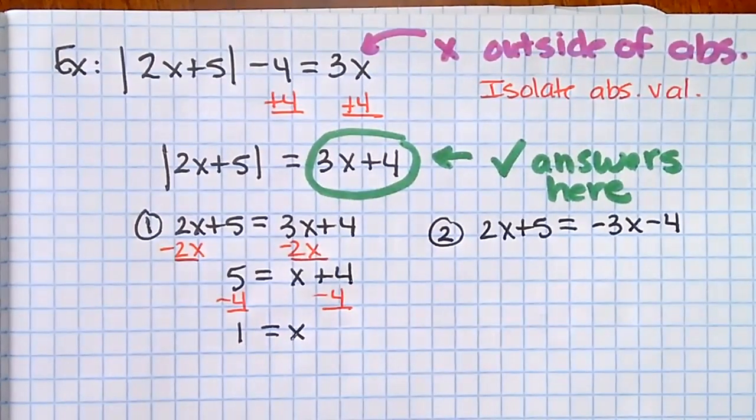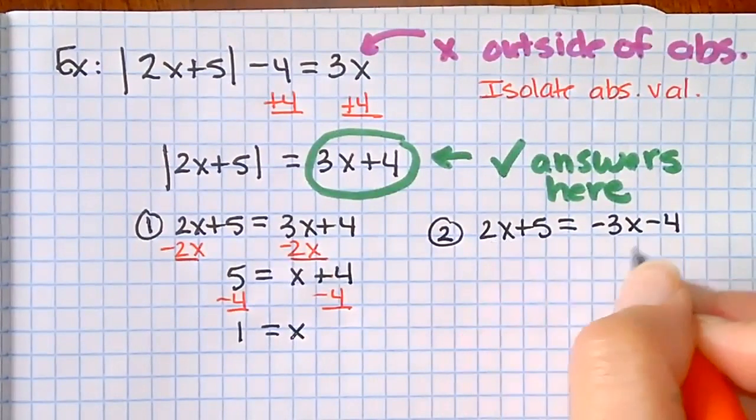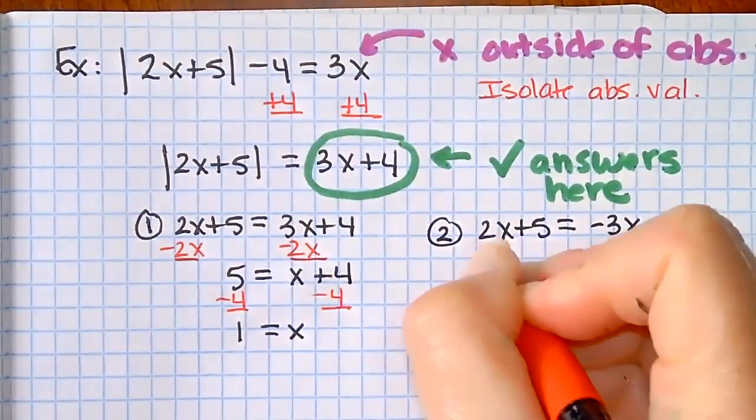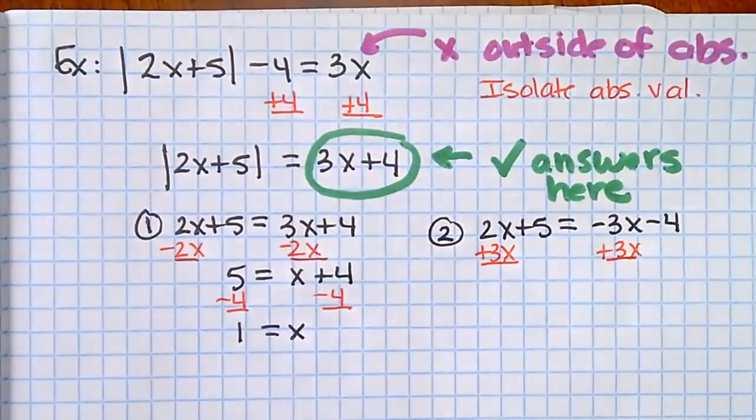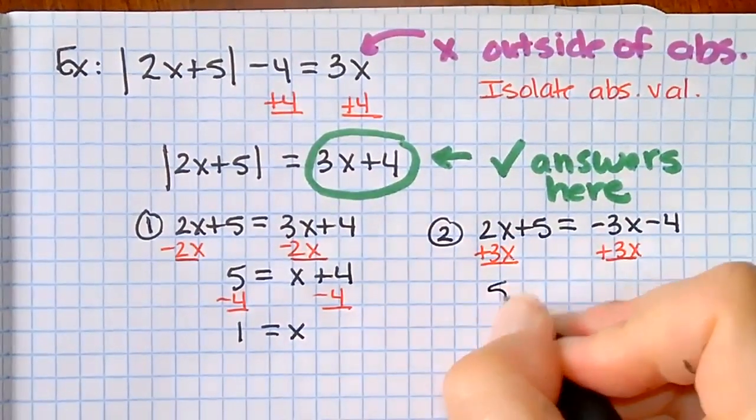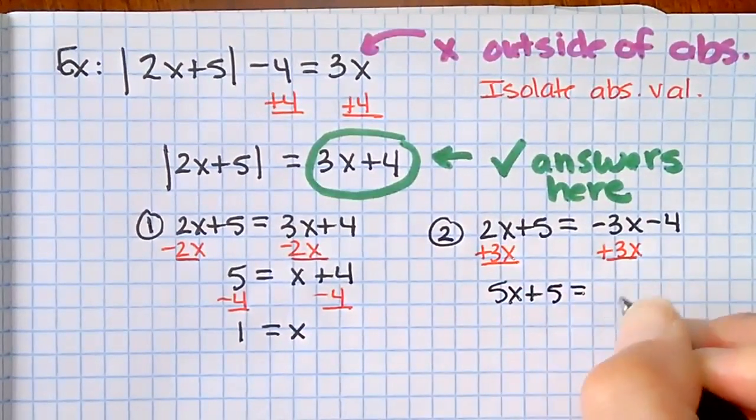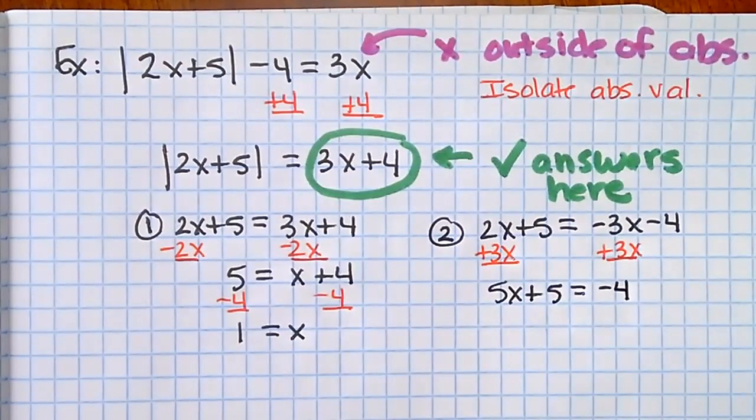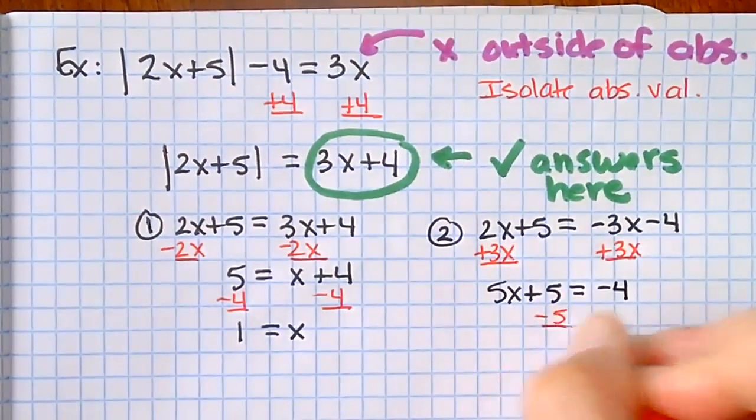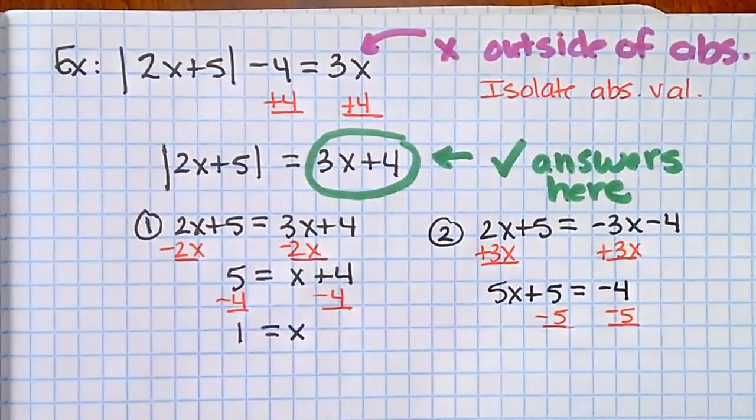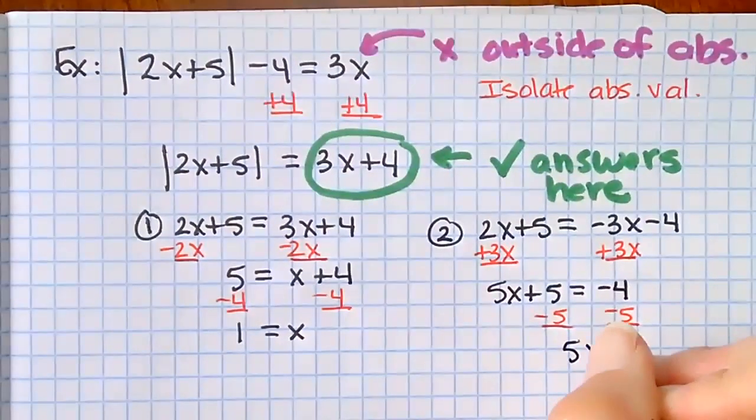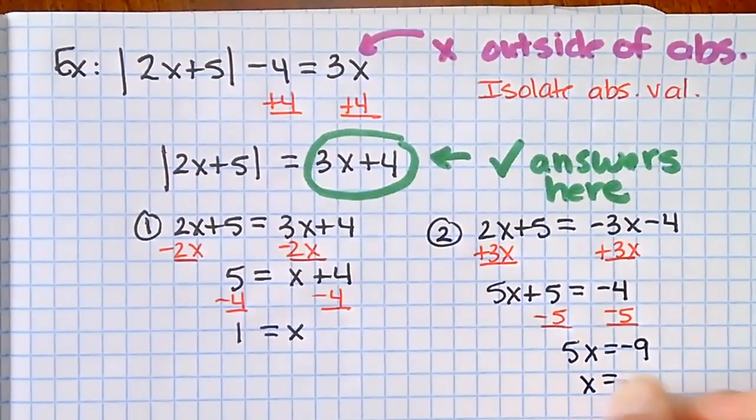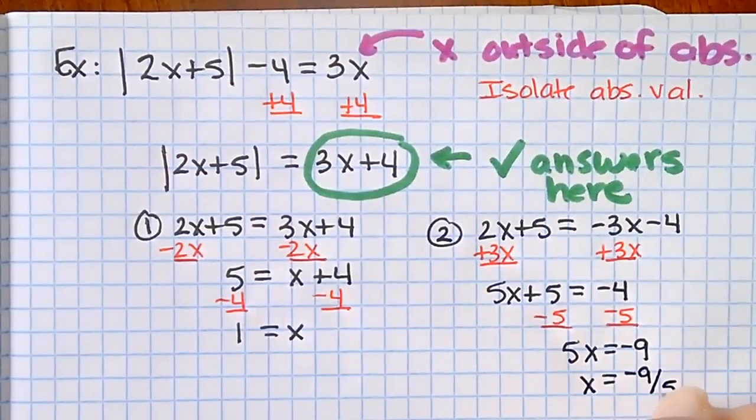Over here, I'm going to solve this one. Again, I'm going to deal with my x's. I'm going to add 3x. I like to have positive x's if possible. And so I'm going to get 5x plus 5 equals, those cancel out, negative 4. I'm going to then minus 5 from both sides, and I end up with 5x equals negative 9. Divide both sides by 5, and I get negative 9/5.